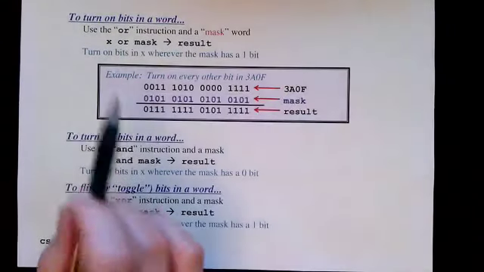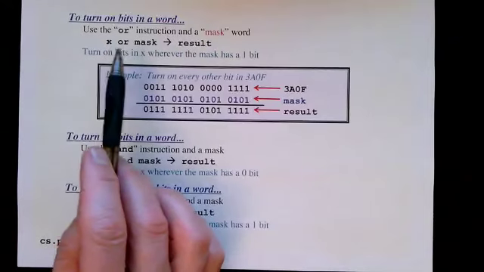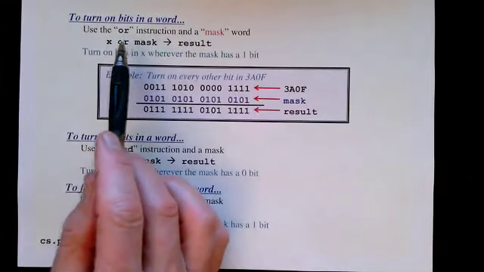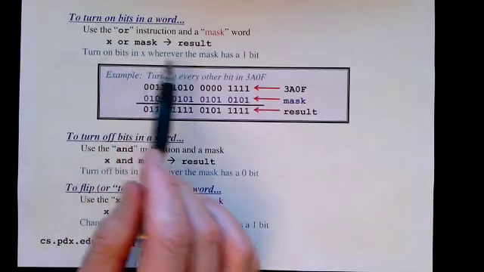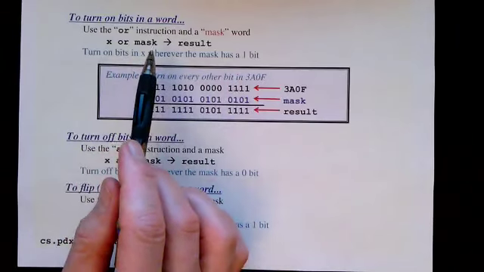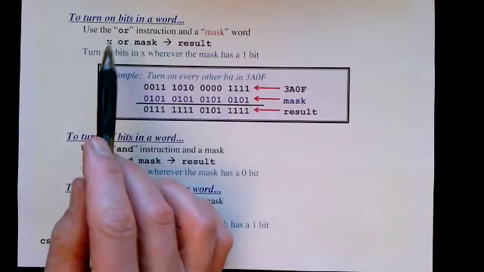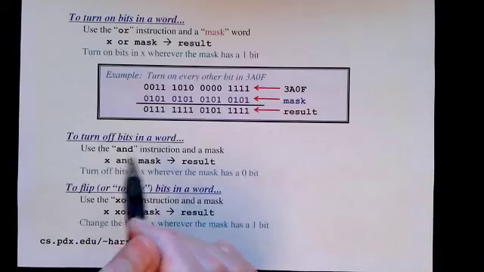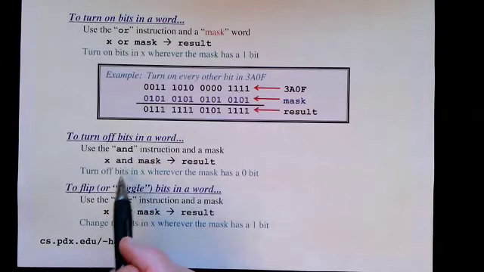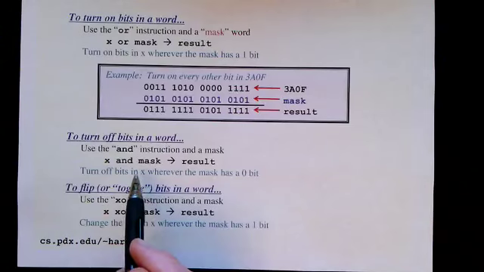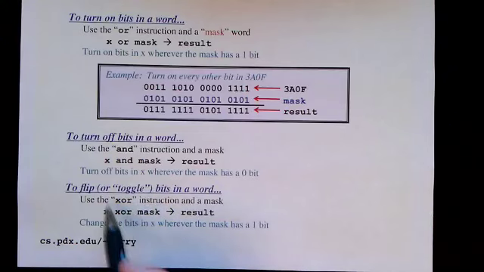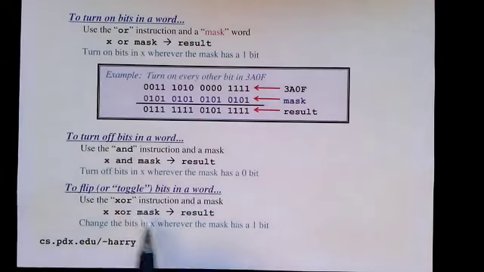So again, to turn on bits in a word, we use the OR instruction, and everywhere the mask contains a 1, we turn on the corresponding bit of our value. To turn off bits, we use the AND instruction, and everywhere the mask has a 0, we turn off the bit. The other bits we leave the same. And to flip, or to toggle the bits, change the zeros to a 1 and the 1s to a 0, we use the exclusive OR function. Everywhere the mask has a 1, we flip the bit.